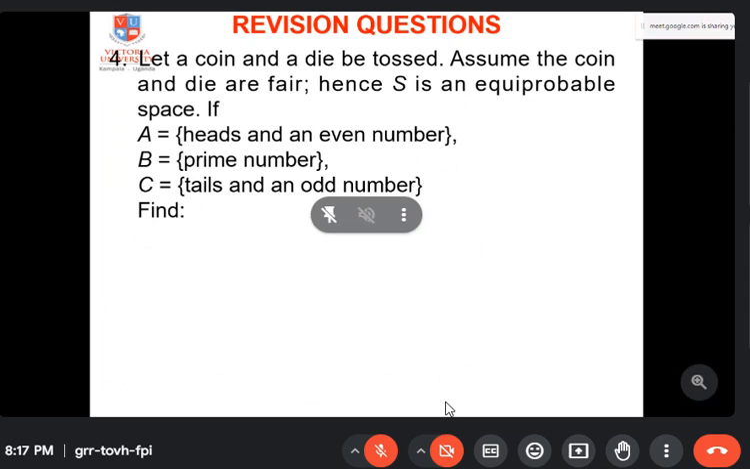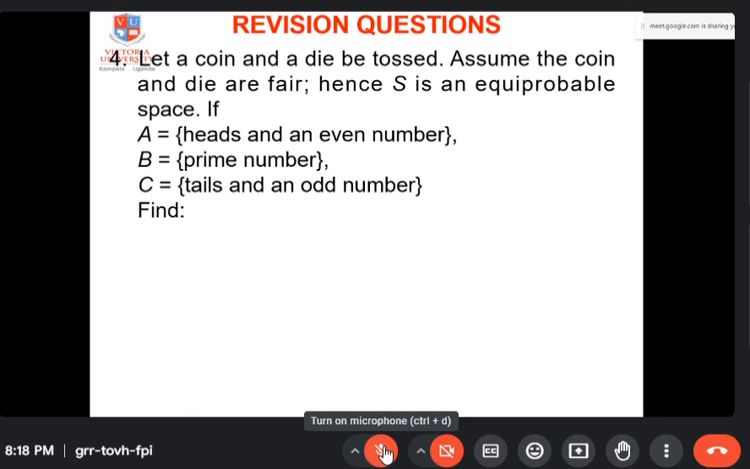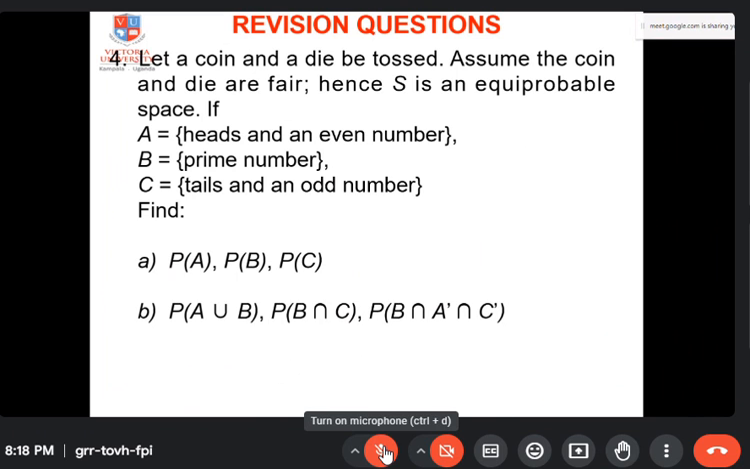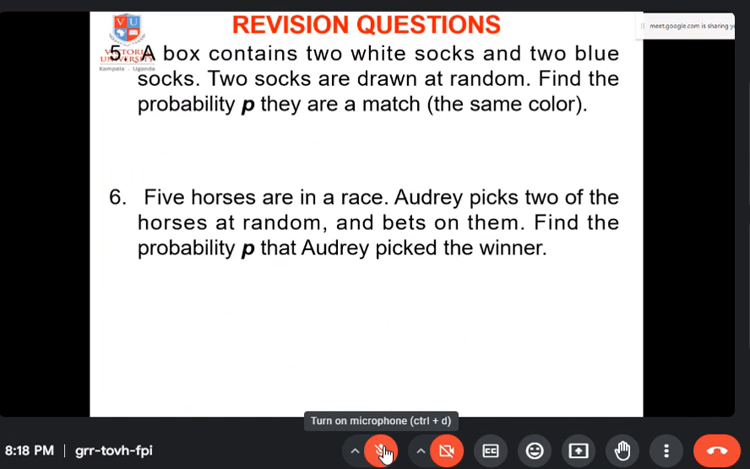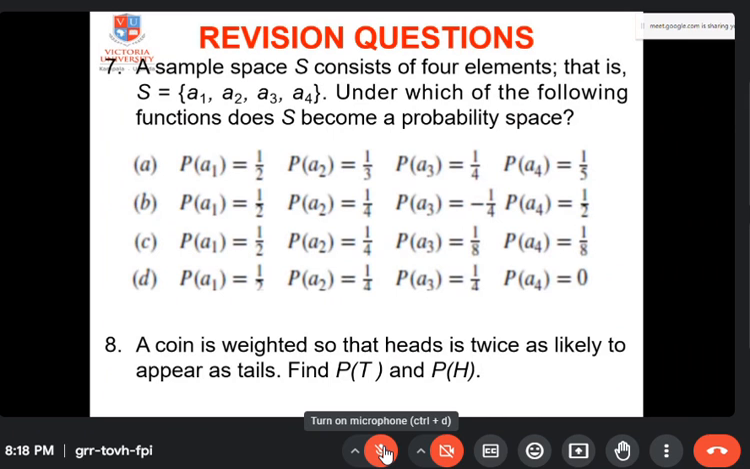Time is about up, but we have a number of questions there. I think the notes are now appearing on V-Class. You can try to go through those other numbers. We have some other revision questions which follow there. You can go through them. There are quite many.